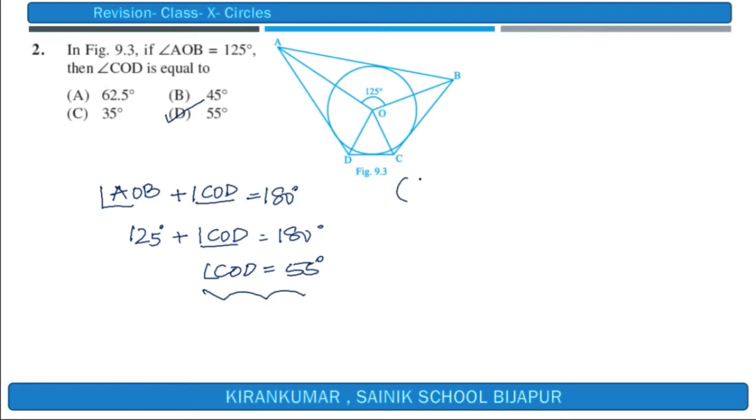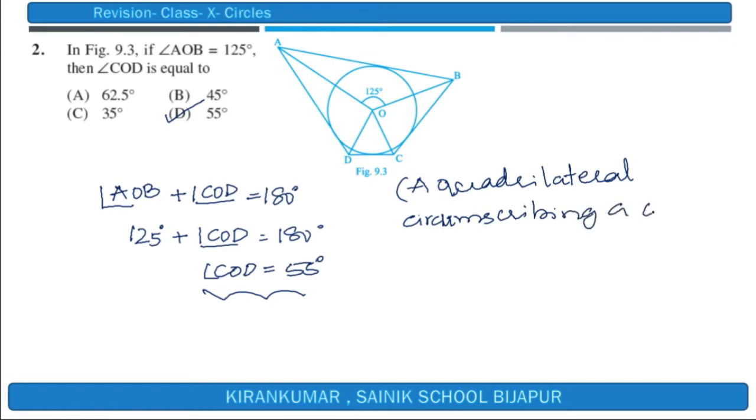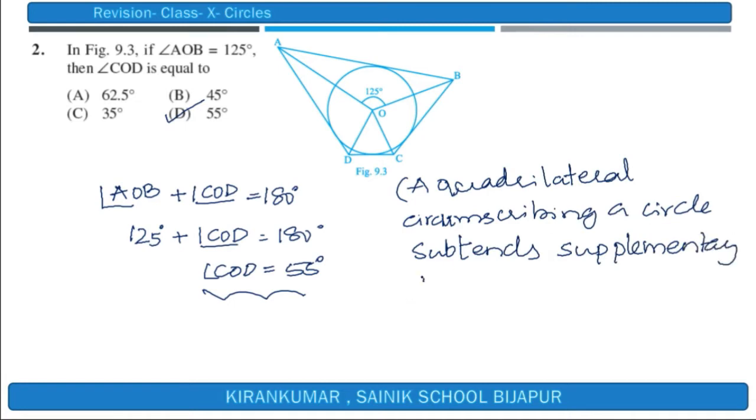We have used the result that a quadrilateral circumscribing a circle subtends supplementary angles at the center of the circle.